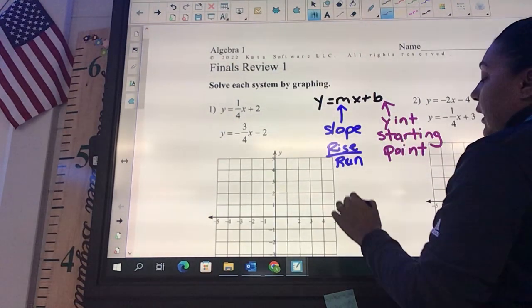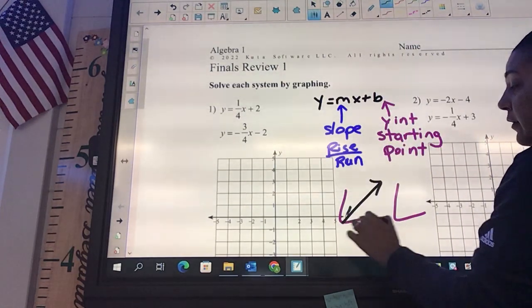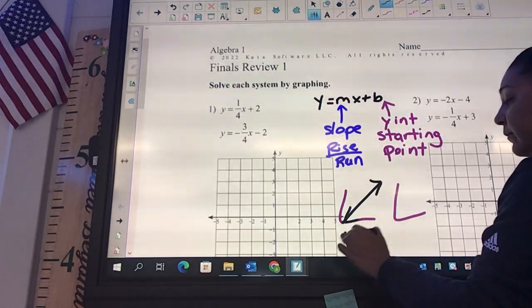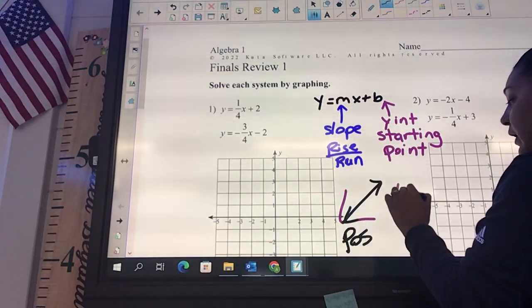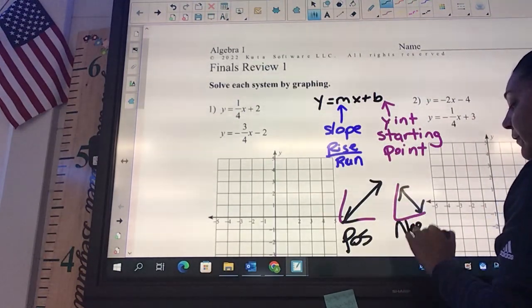Okay, and then we have two graphs. Okay, what kind is this? Positive. Okay, so then obviously this one's going to be that negative looking graph.